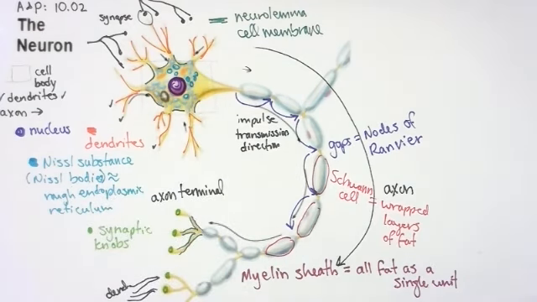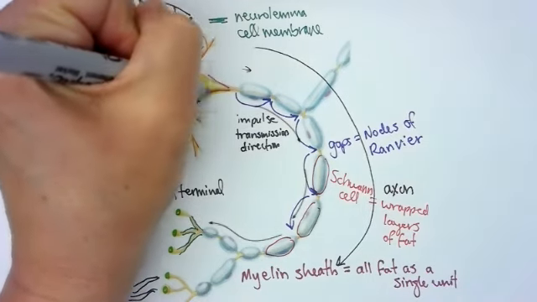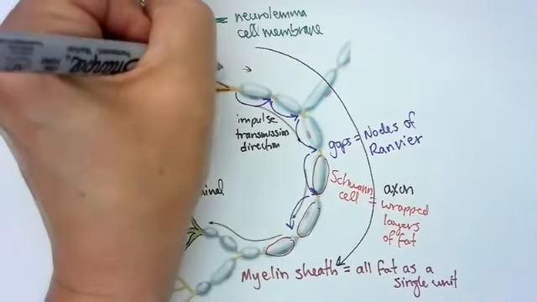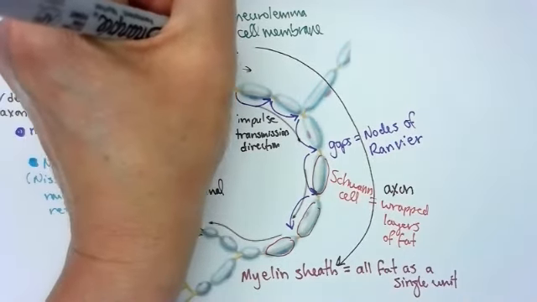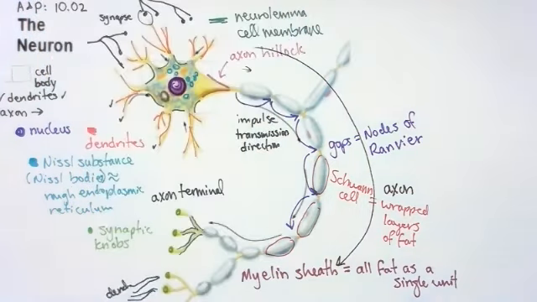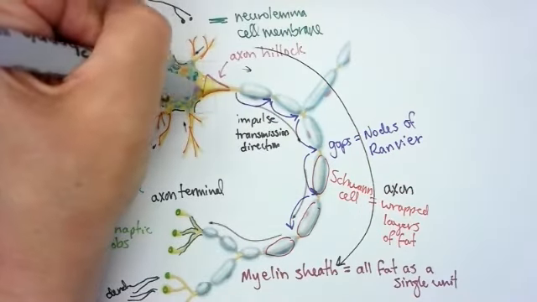Oh, and I can see a label that I forgot. Sorry about this. Let's see, what color have I not used? Let's go with light purple. Where the cell body drops down into the axon is called the axon hillock. Hillock means little hill. So this is the axon hillock here.